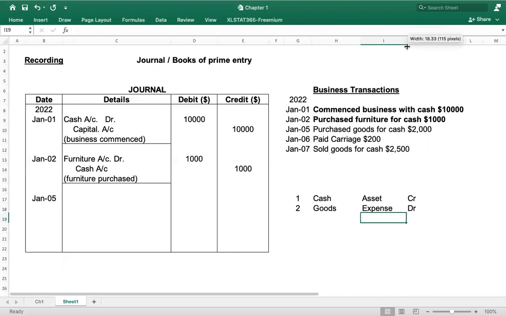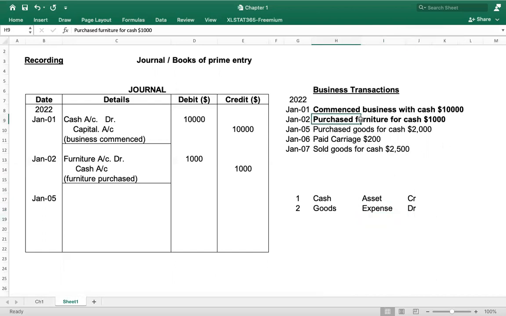Expense. Now can you tell me what is the difference between furniture and goods? In the previous transaction, I bought furniture. And in this transaction, I bought goods. What is the difference? Furniture is just for your business. I didn't buy this furniture for resale purpose, right? For goods, it's resale purpose. Yes, this is the difference.